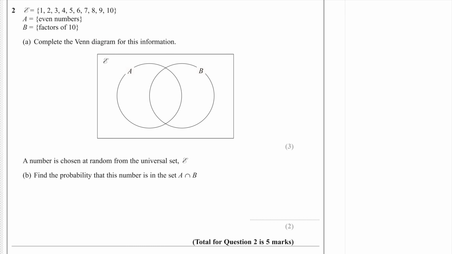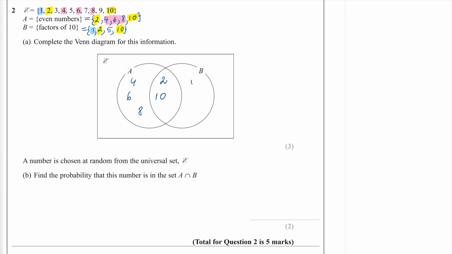First, let's see what numbers belong to set A and set B. The even numbers are 2, 4, 6, 8 and 10. Factors of 10 are 1, 2, 5 and 10. The numbers 2 and 10 show up in both sets, so we write them in the intersection region. The numbers 4, 6 and 8 belong to set A.